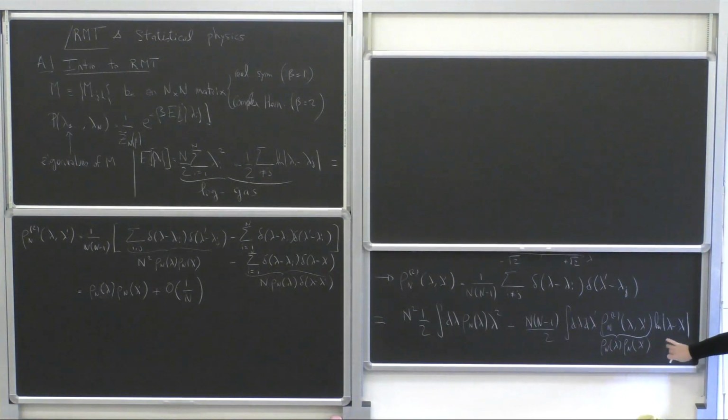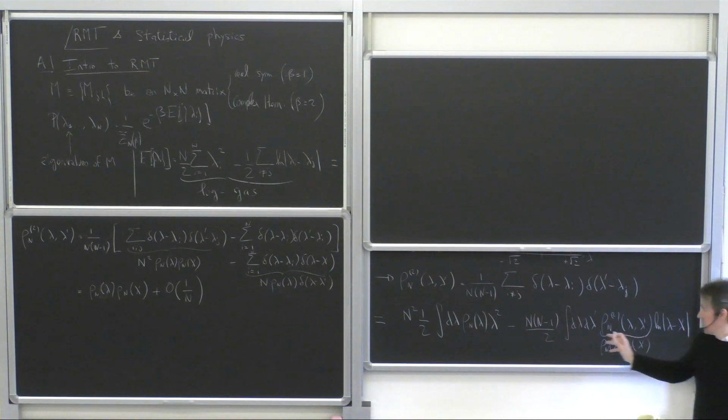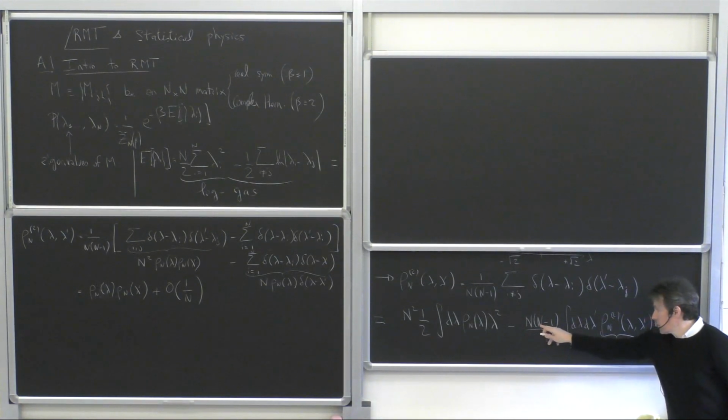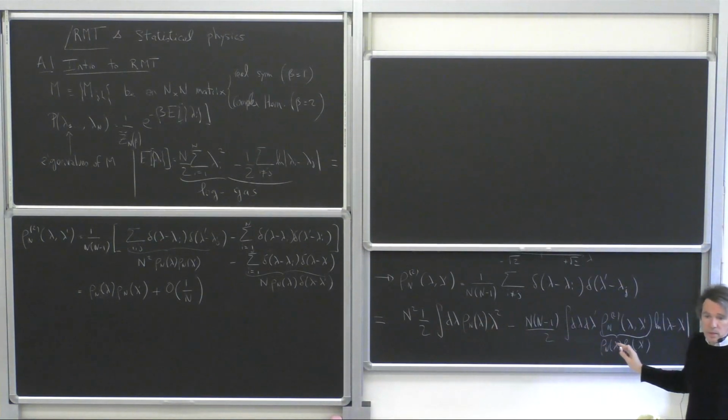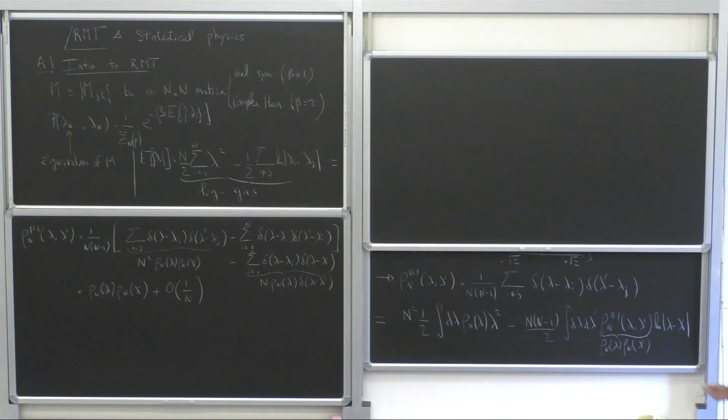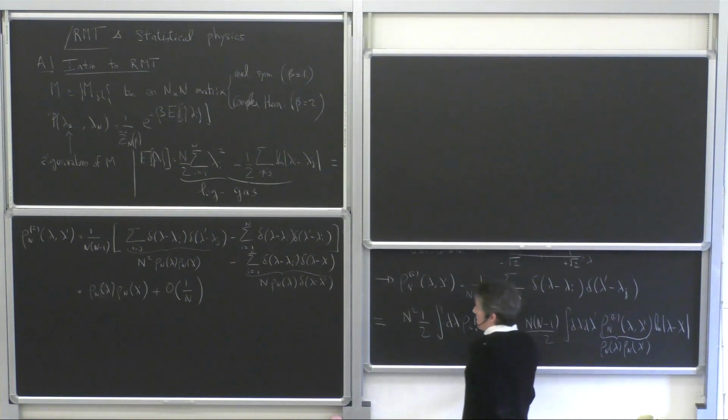And on top of that, in the large n limit, this will just be n squared. This guy is also of order n squared. So the total energy is actually of order n squared, okay? And what you see is that indeed the energy here is not extensive. It's super extensive, but that is due to the fact that we have super long range interactions. Good.